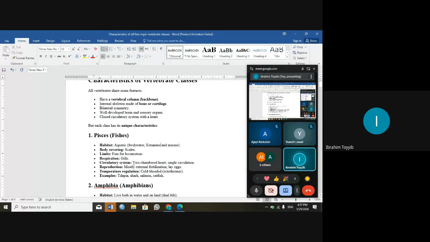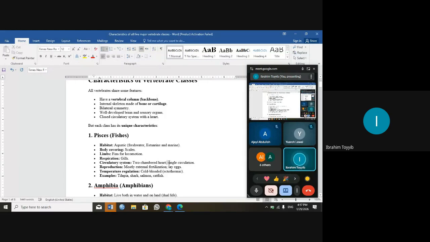Fishes have a 2-chambered heart, that's one auricle and one ventricle. Fishes have 1 ventricle and 1 auricle. The auricle is the same thing as the atrium. The type of circulation in fishes is single circulation.